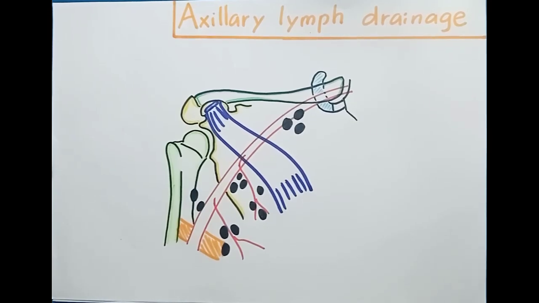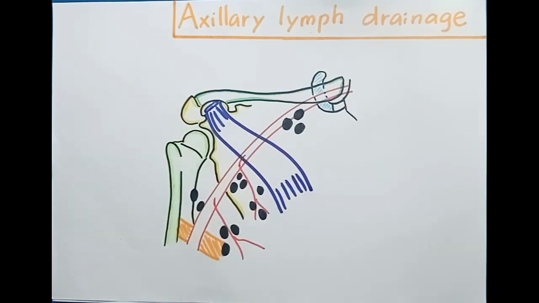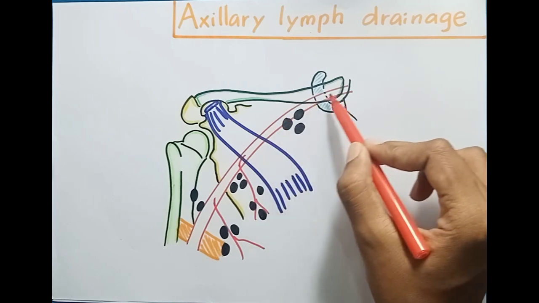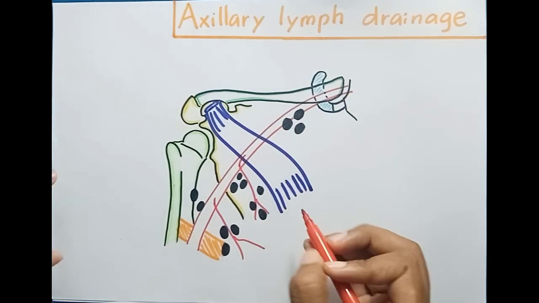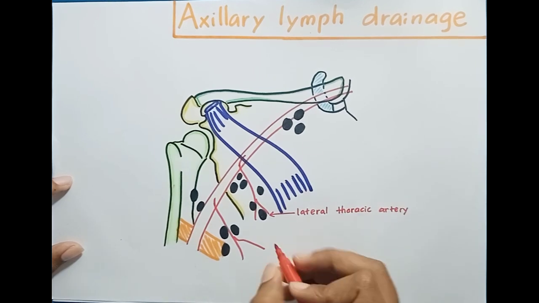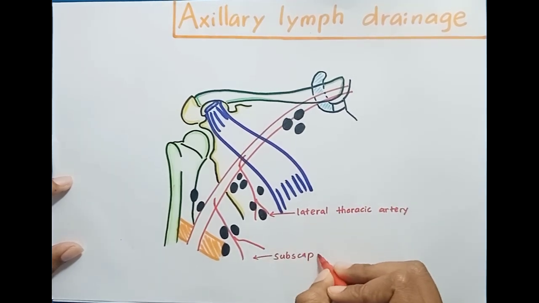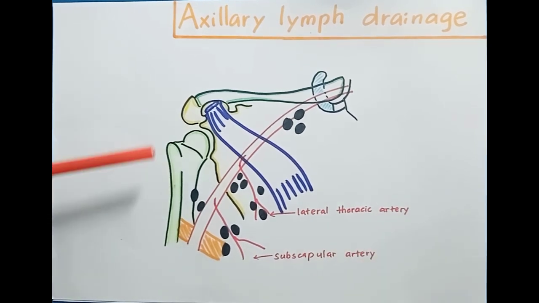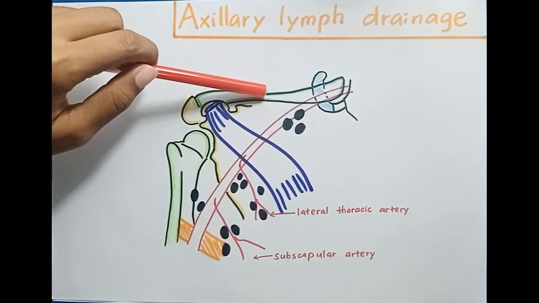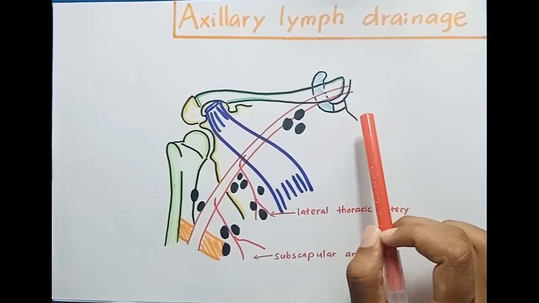AI YouTube channel. In this video, we are going to talk about axillary lymph drainage. So in this diagram, here you can see the axillary artery and this is the lateral thoracic artery and this is the subscapular artery. First I'll name the parts of the diagram. So this is humerus and this is scapula, clavicle, and here you can see the first rib.